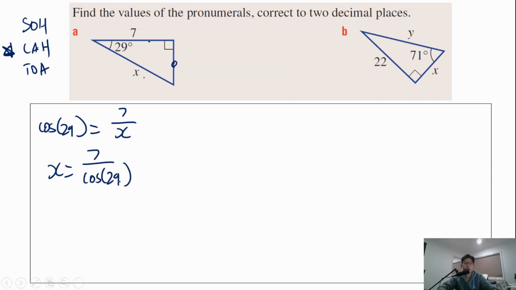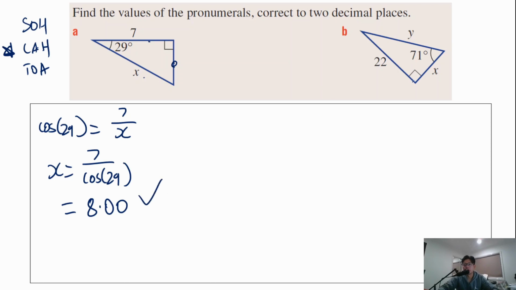I've gone over how to rearrange this in previous slides. Just wind the video back if you need to go over that. If you're still confused about it, just let one of us know. We'll go through it with you. And if you put that into the calculator, that will give you a value of 8.00. Give yourself a tick if you got that correct.